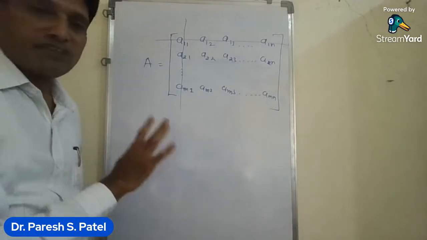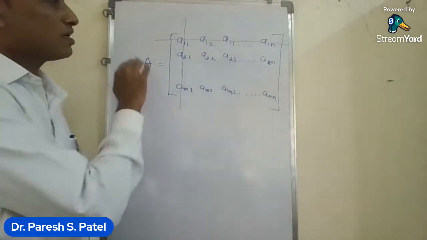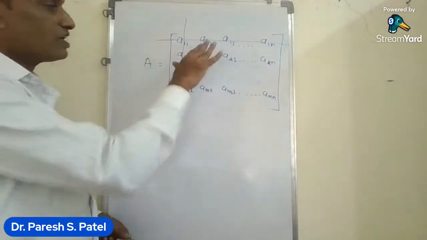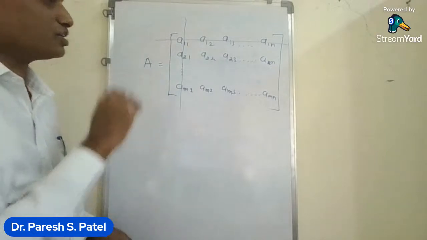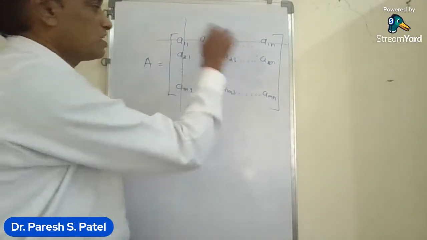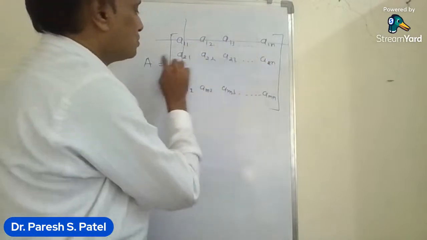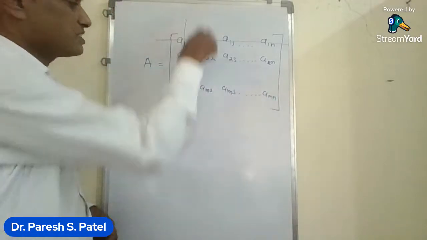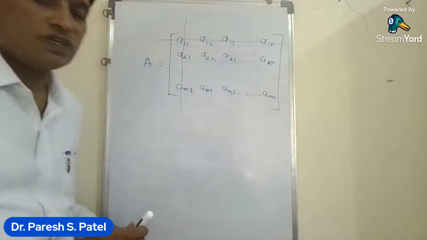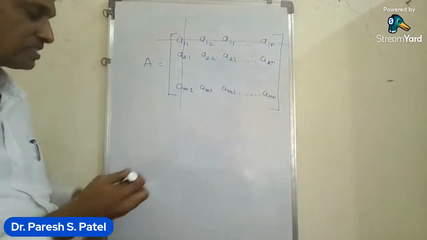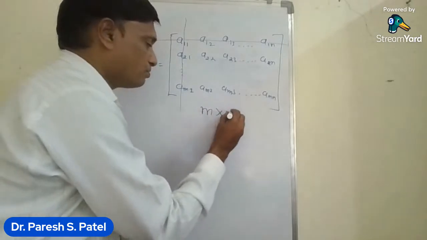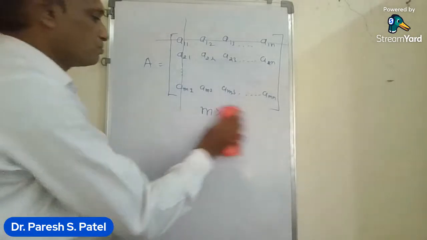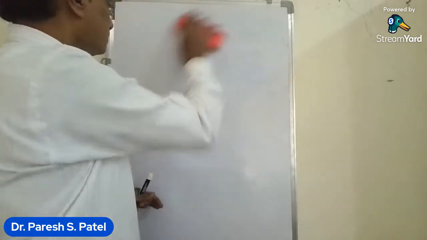So a matrix can be defined as a rectangular array of numbers, or an arrangement of numbers in a number of rows and a number of columns. This is the first row, this is the second row, and so on. This is the nth row. Similarly, this is the first column, second column, third column, and nth column. So the dimension of the matrix is represented as the number of rows and the number of columns.